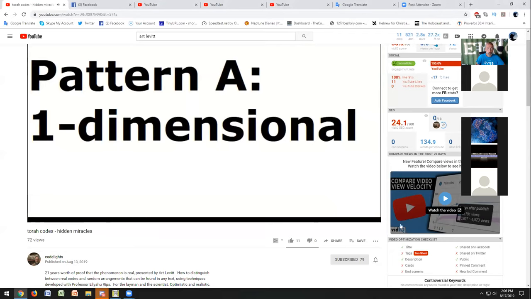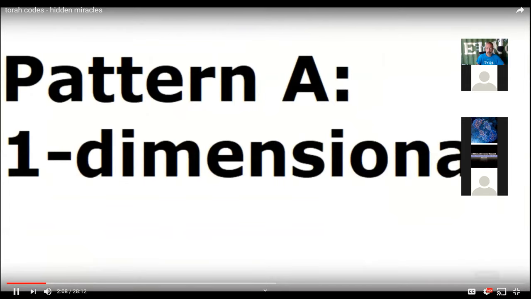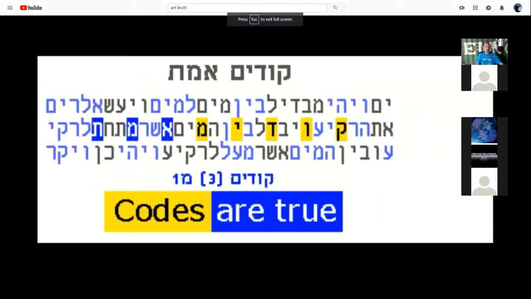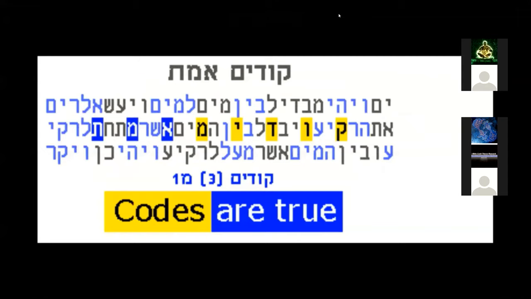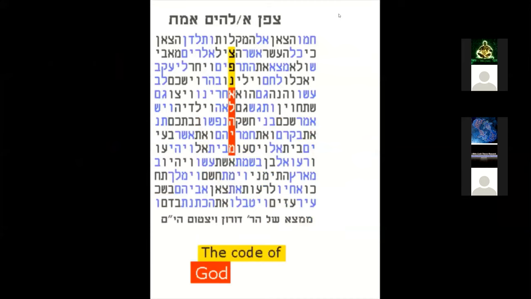So there are some of the patterns, and it's really important to focus on patterns, not just random arrangements. There are three main ones. There's one-dimensional, like this example says codes in Hebrew, in yellow, with the word true afterwards. So it's a one-dimensional code. You don't need the vertical because the skip is so small. The second pattern is called extensions. We see that in this example, the code of God, yellow and red, also true. After finding the code of God, we notice the extension says true. So that's a very important pattern.